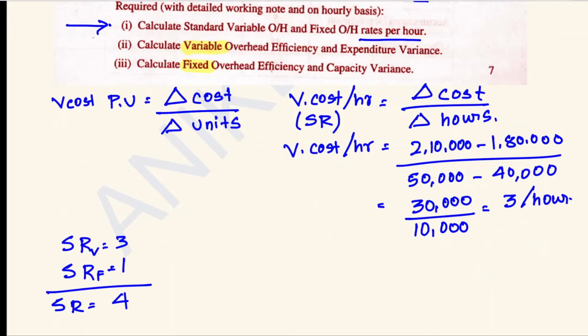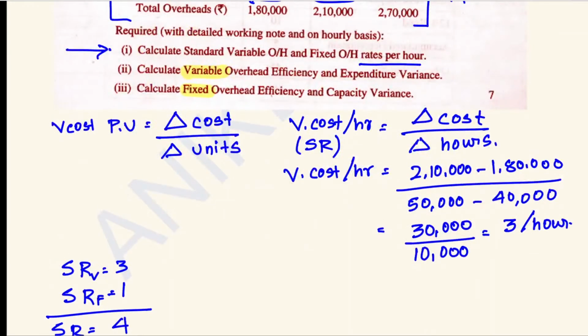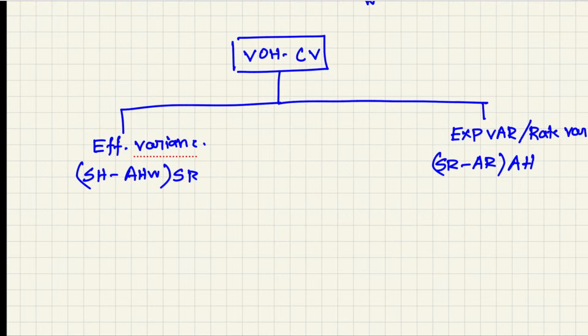Now next, let's go to, do you have any questions on this so far? So this is a very beautiful question. Next, calculate variable overhead efficiency and expenditure variance. So what is the variable overhead expenditure variance formula? Standard rate minus actual rate into actual hours. Or we can also expand this formula, right? SR into AH minus AR into AH. I will expand this formula.